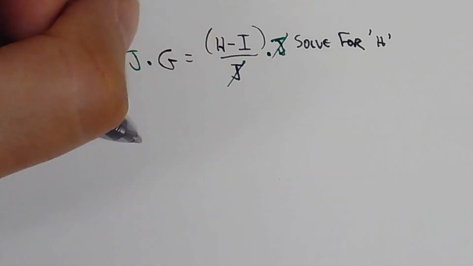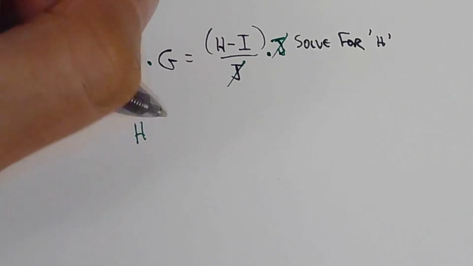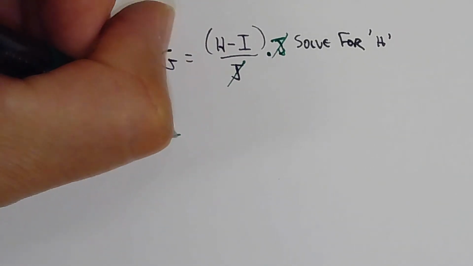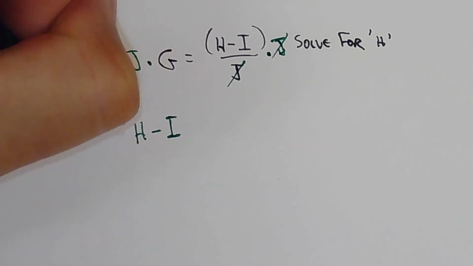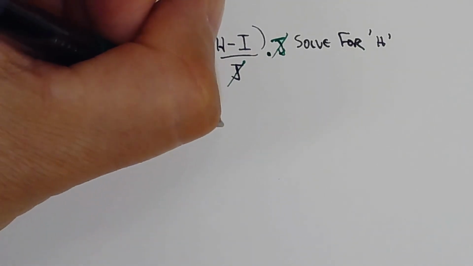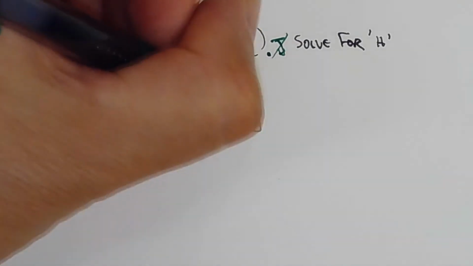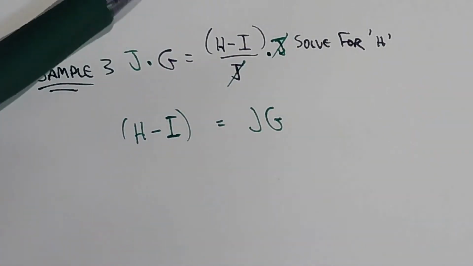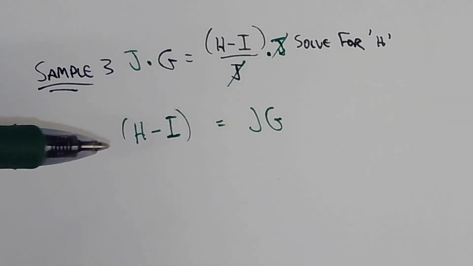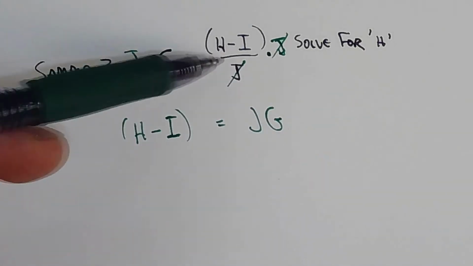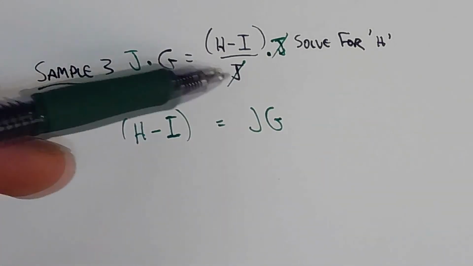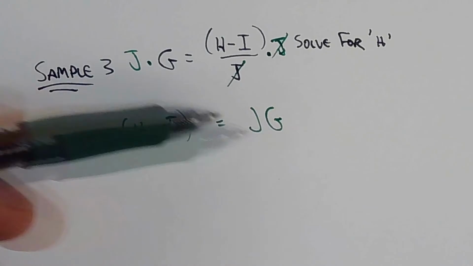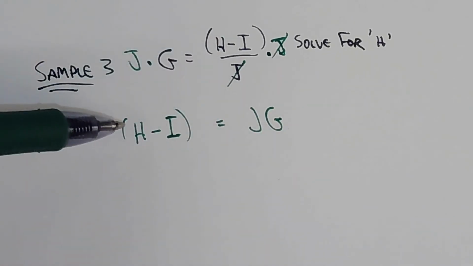And I'm going to automatically flip this. H minus I equals JG. My preference is having the unknown on the left whenever possible, so I just did the auto flip there. So we multiplied both sides by J, so it's J times G, and we're left with H minus I.